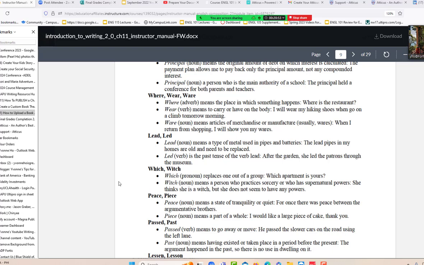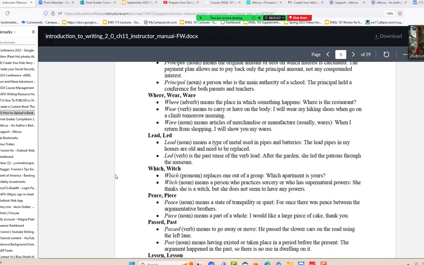Lead. Lead means a type of metal used in pipes and batteries. The lead pipes in my home are old and need to be replaced. Led is the past tense of the word lead. After the garden, she led the patrons through the museum. Which apartment is yours? She thinks she is a witch. She does not seem to have any powers. Peace and piece. For once there was peace between the arguing brothers. I would like a large piece of cake.